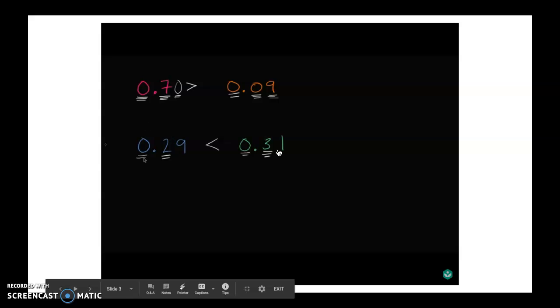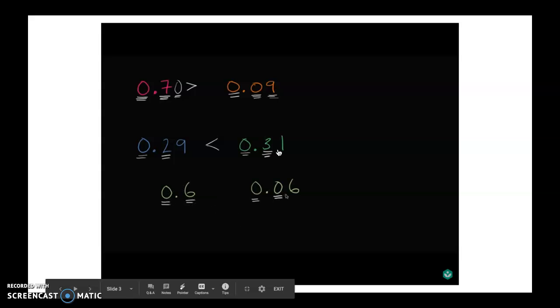Let's compare 0.6 to 0.06. Which of these is the larger number? Well, we do the same thing that we've been doing. You can first go to the ones place. Say, okay, this has no ones, this has no ones. Okay, that doesn't tell us much. Then the tenths place. This has 6 tenths. This has 0 tenths. So this number is going to be larger.